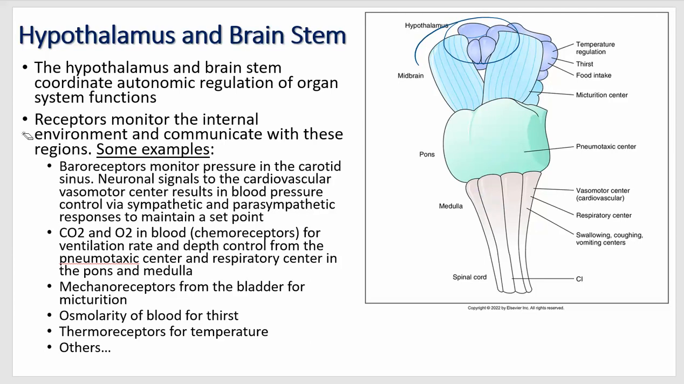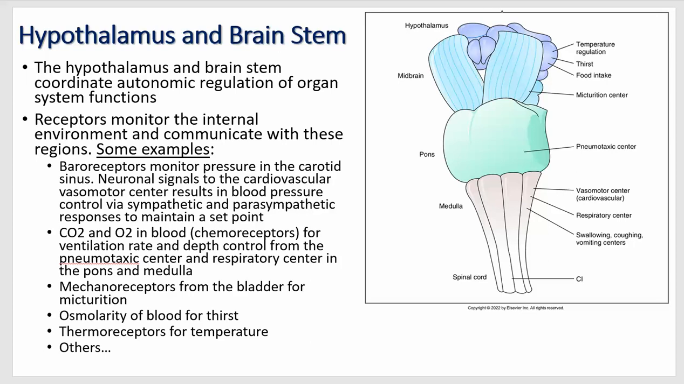and we can see all of these places where we control temperature, thirst, urination, the micturition center, pneumotaxic, and then we have down here the respiratory center. Those work together. Cardiovascular, swallowing, coughing, vomiting centers. So all of these things are sort of part of this homeostasis, this autonomic control back and forth. So let's read through some of these examples. We've already kind of talked about them.